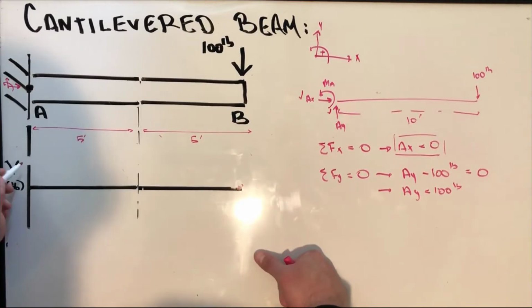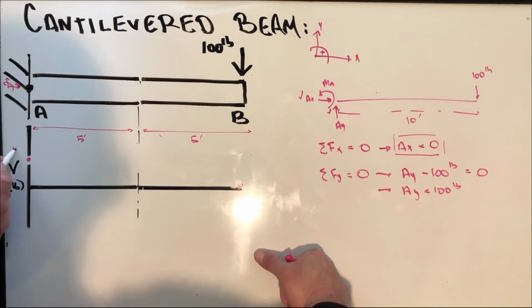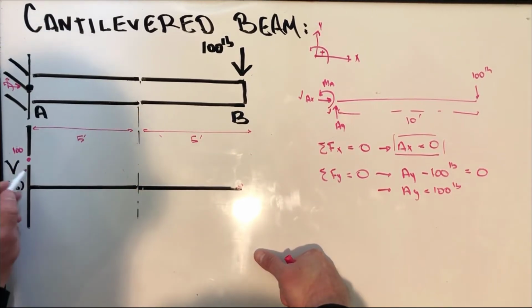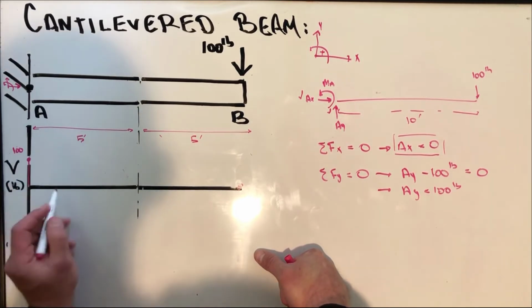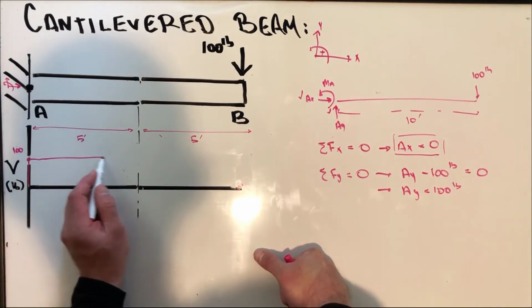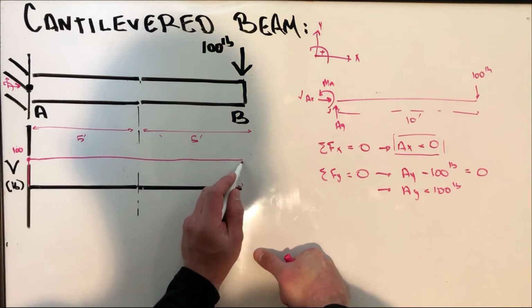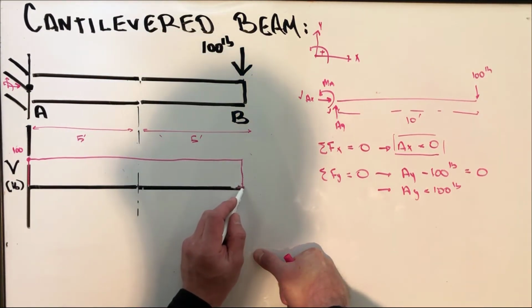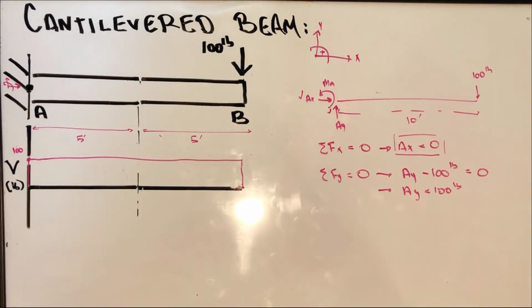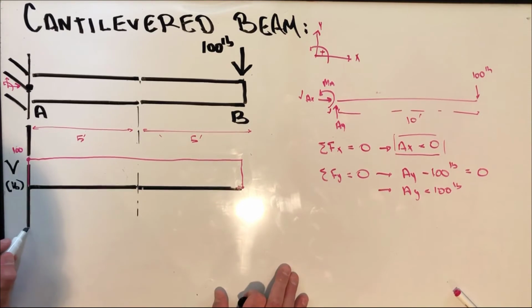So we're right here. We've got 100 pounds, so that pushes up from our reaction. Nothing happens during the extent of the beam until we get to our free end, where it pushes us back down to 0. Now let's go ahead and draw out the moment diagram since we're here.